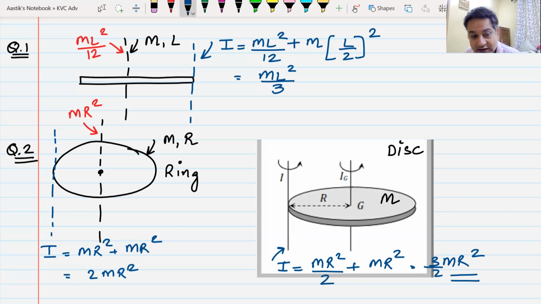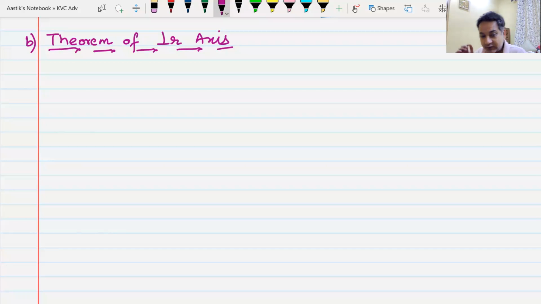This is known as the theorem of parallel axis. This is the first theorem that we must understand. What is the second theorem that we must understand? The first is known as theorem of parallel axis. So what is the second one known as? Theorem of perpendicular axis. Theorem of perpendicular axis.